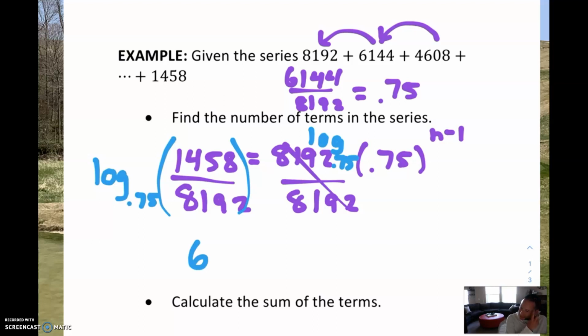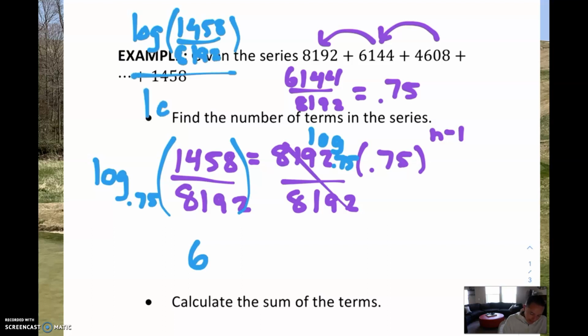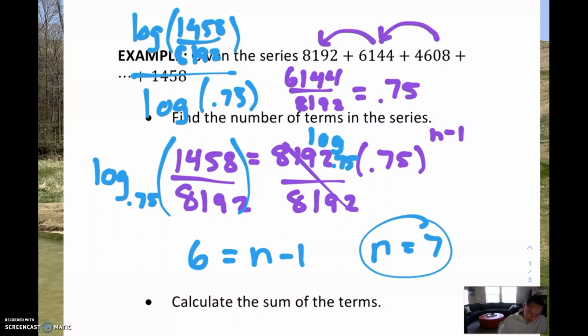Another way that you could have typed this in to Desmos is you could have done log of that whole fraction, 1458 over 8192, divided by log of 0.75. So if you didn't have Desmos available, you could use it with a graphing calculator. So we get 6 equals n minus 1, which then becomes n equals 7.